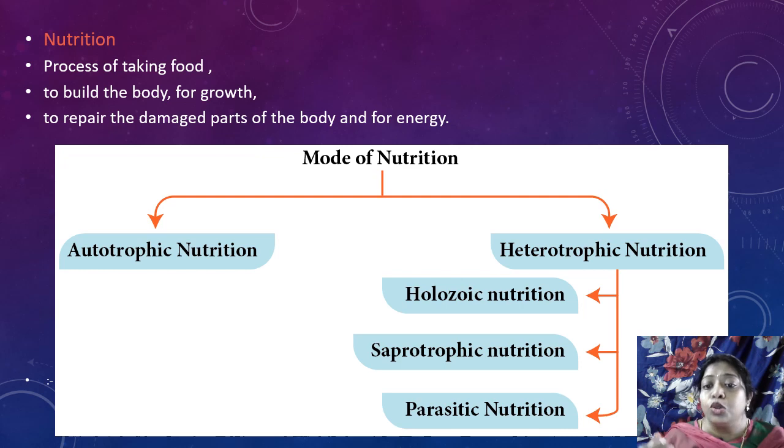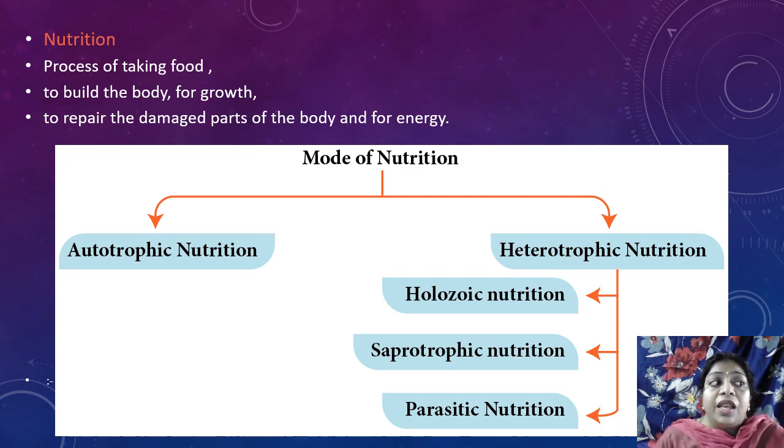The next category is heterotrophic nutrition. Hetero means something which depends on another source for nutrition. Here the organisms do not prepare their own food; rather, they depend on other organisms for food, and that is called heterotrophs.